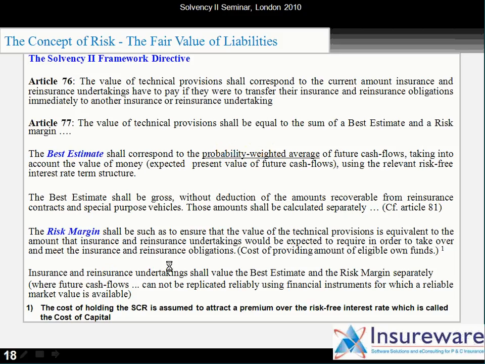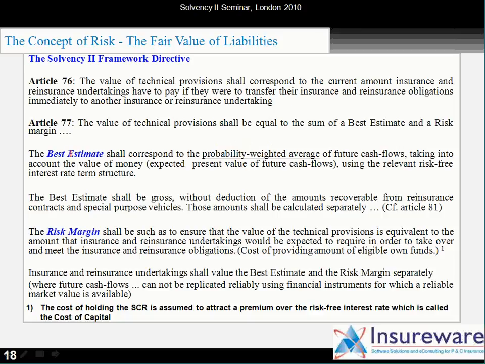Okay, let's look at one of the articles. Article 76: the value of the technical provisions shall correspond to the current amount insurance and reinsurance undertakings would have to pay if they were to transfer their insurance and reinsurance obligations immediately to another insurance or reinsurance undertaking.